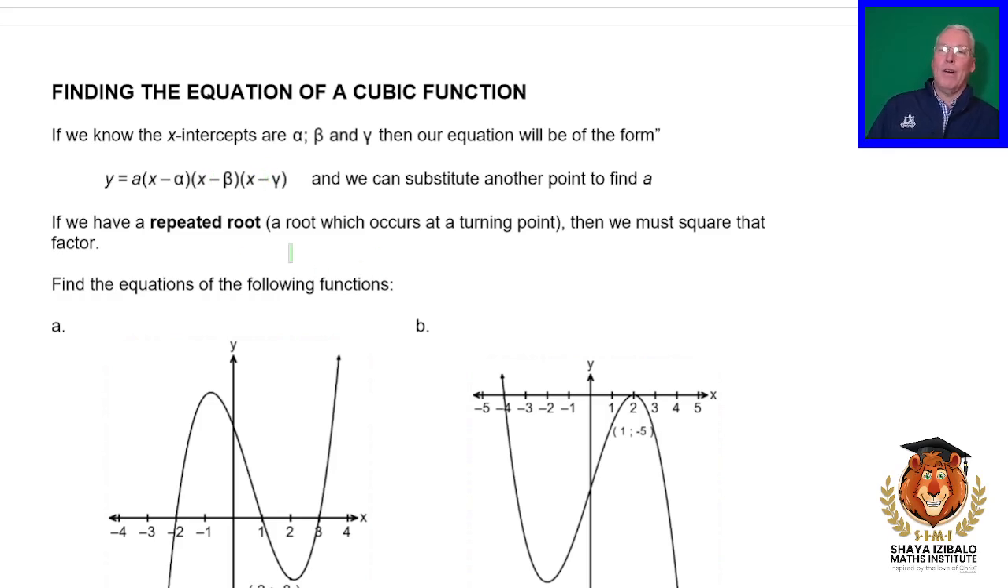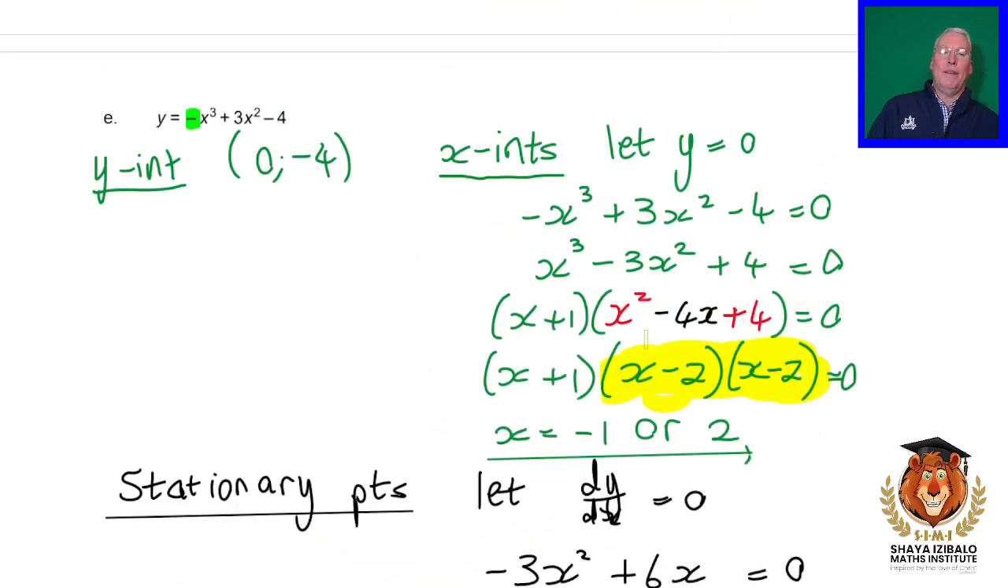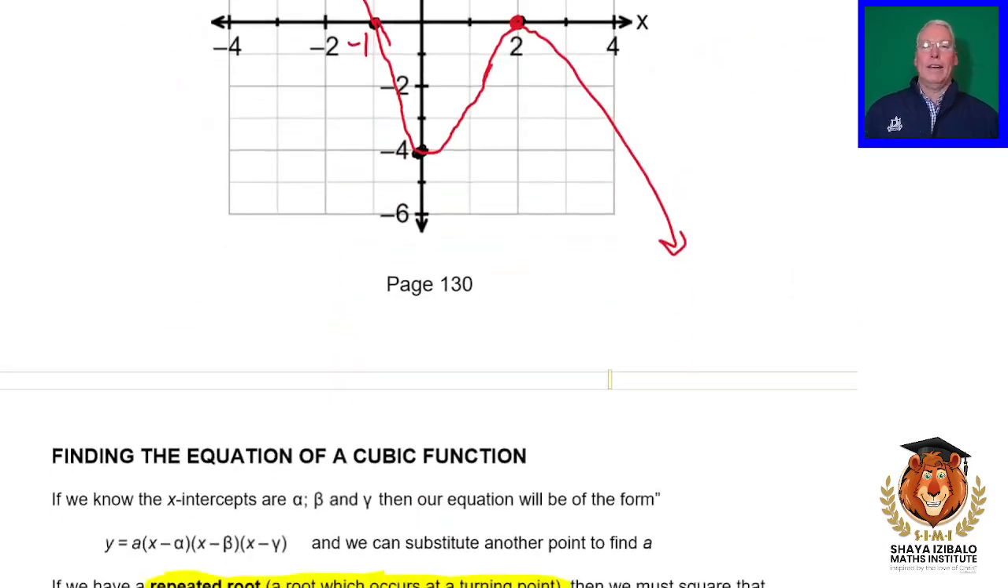Okay, but the only thing that we must just be careful of, and I'm going to highlight it in yellow here: if we have a repeated root, a root which occurs at a turning point, then we must square that factor. So I'm just going to show you again here. That factor, x minus 2, must appear twice, or x minus 2 all squared. Okay, let's have a look.